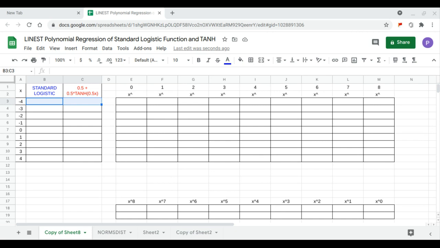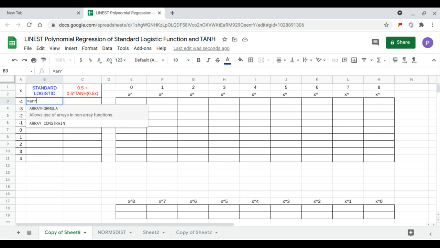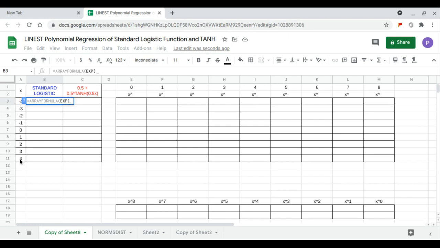Video will generate the standard logistic function, trend line, and trend line equation using the hyperbolic tangent function and the exponential function. Begin with the exponential function, which is equal to array formula, exponent of the x values.